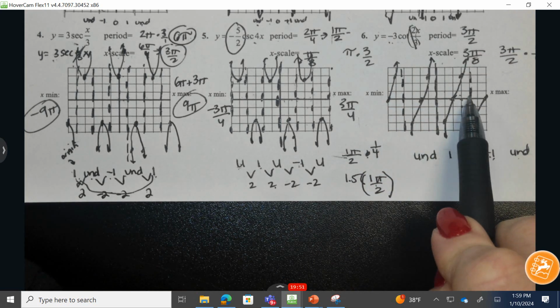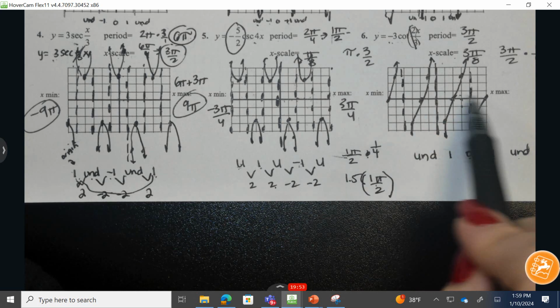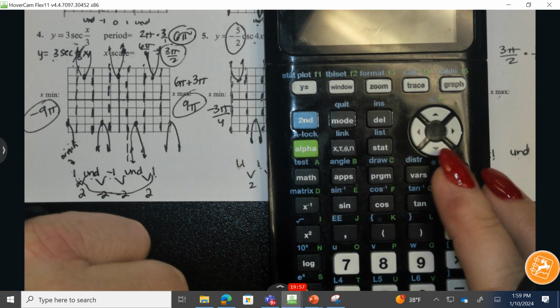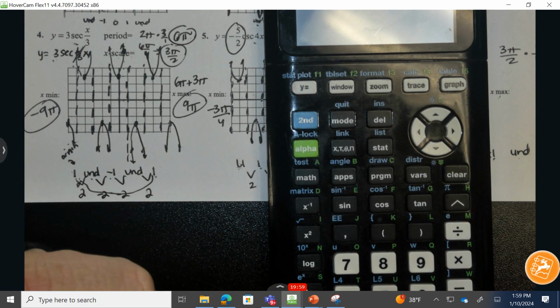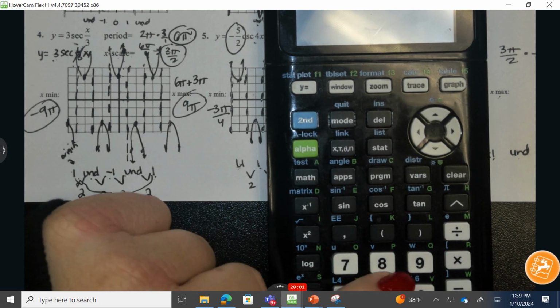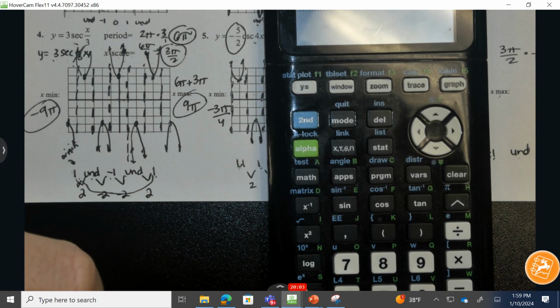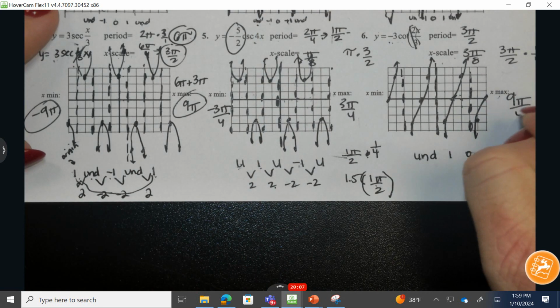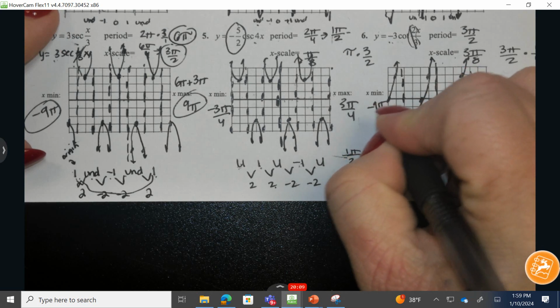Now I have 1.5 times the period length. So I'm going to take my period of 3 pi divided by 2, and take it times 1.5, then hit math fraction, enter to get 9 pi over 4. Attach the pi on afterwards, and negative 9 pi over 4 to the left.